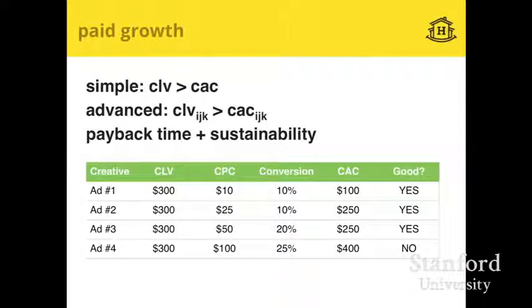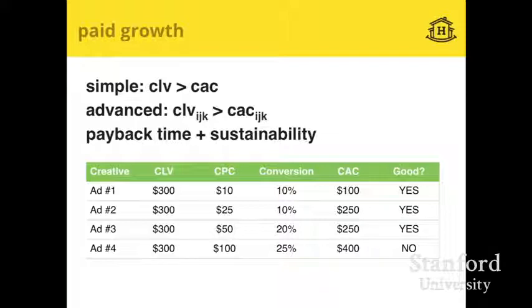So the correct way to think about paid growth is that you're going to risk putting money out there. What are you going to get in return? The simple way to think about it is your CLV, your customer lifetime value, the net revenue, the amount of money that your customer returns back to you. Is it more than your CAC? And CAC is an abbreviation for customer acquisition cost.